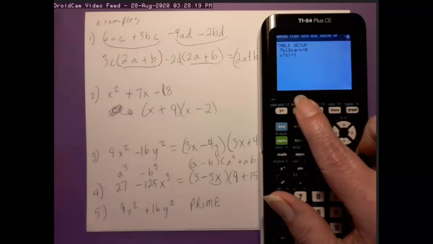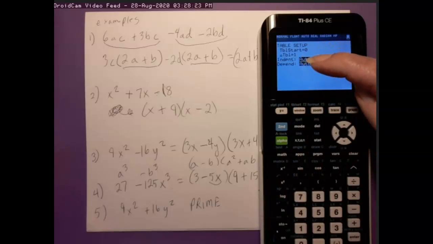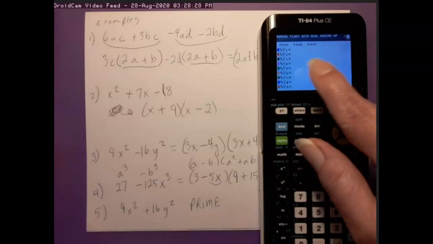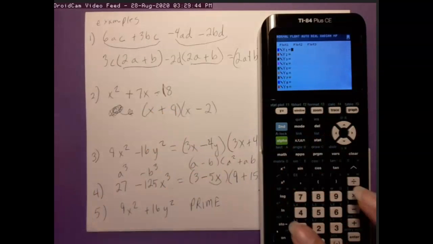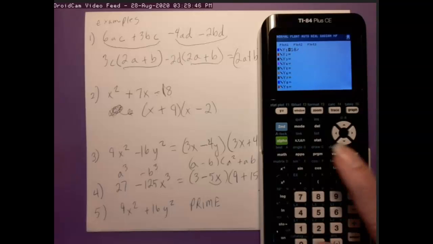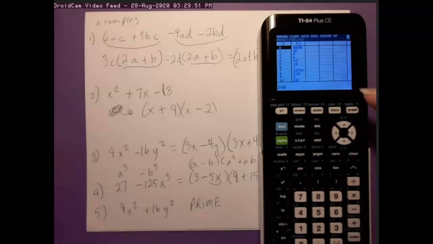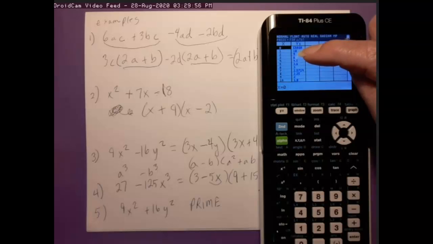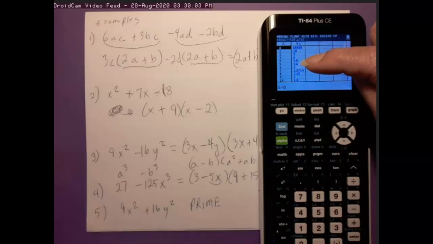I'm going to go to second table set. I want the table start to be 0, the delta table to be 1, and both of these keys to be auto. So in y equals, I'm going to put the number that I'm interested in, 18, divided by x. This will give me the factors if I look at second table. So I can see dividing by 0 is going to give me error because it should. But this tells me 1 times 18 works, 9 times 2, 3 times 6. This is a real quick way to get a list of factors.